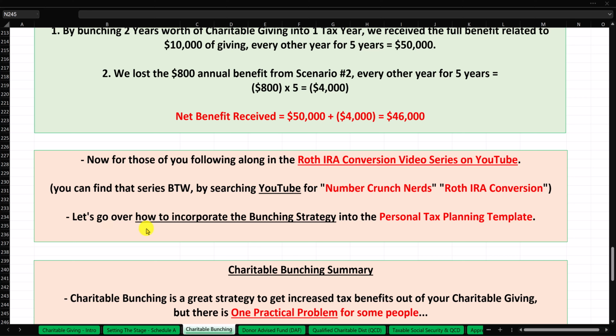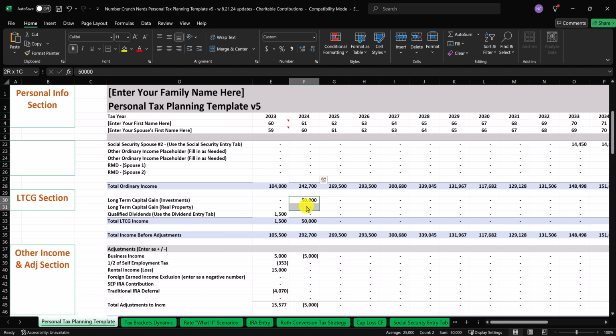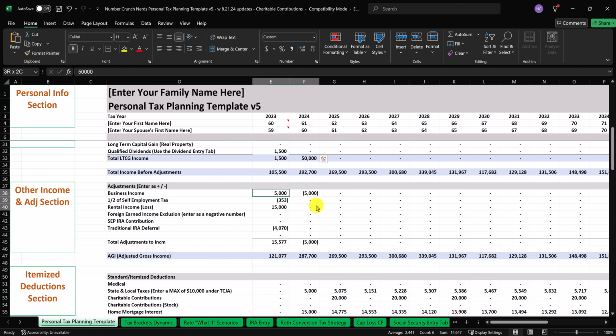Let's go over how to incorporate the bunching strategy into the personal tax planning template. All right, so we're in the personal tax planning template. As you know, we have all of our ordinary income items here in the first section. Then down here we have our long-term capital gains and qualified dividend items. Then we have our Schedule 1 adjustments section down here.